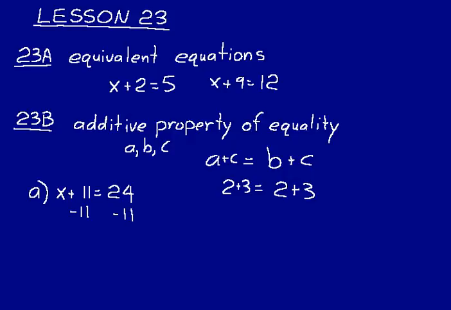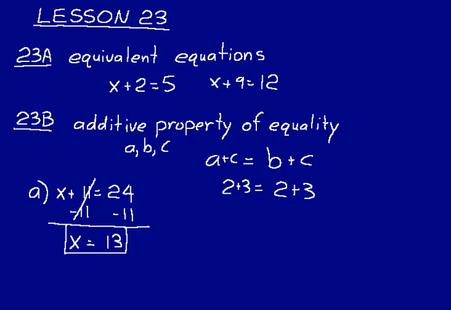And so what that does is you have plus 11 minus 11 on the left-hand side, and so those would cancel to 0, and you're just left with x over there now. And then you have 24 plus negative 11, or just do 24 minus 11, and that's equal to 13. So x is equal to 13. That's the solution or root for that conditional equation.